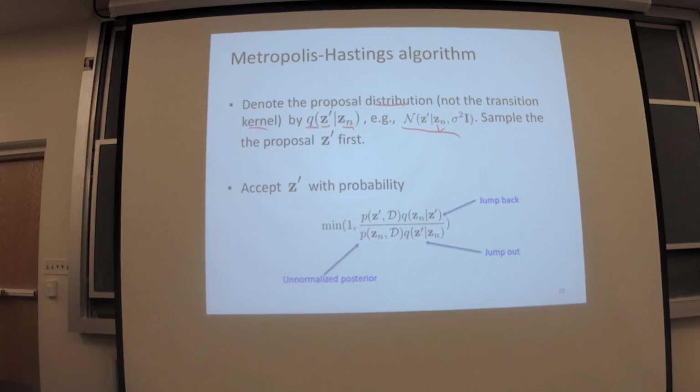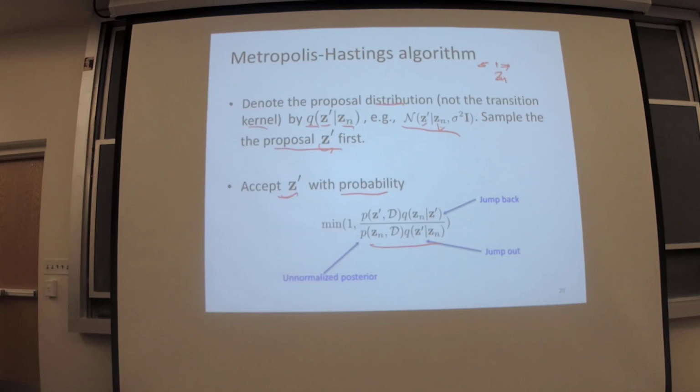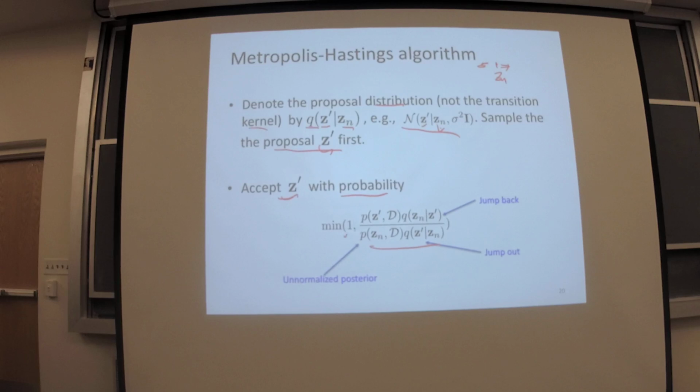So I sample Z prime, this candidate, from a Gaussian with mean Zn and variance sigma square, right? So you can imagine this is Zn, and Z prime is generated along this way, randomly. And then I use this proposal distribution to generate candidate Z prime first. And then I accept Z prime with a probability which is calculated in this way. The probability is a minimum of 1 and this fraction.